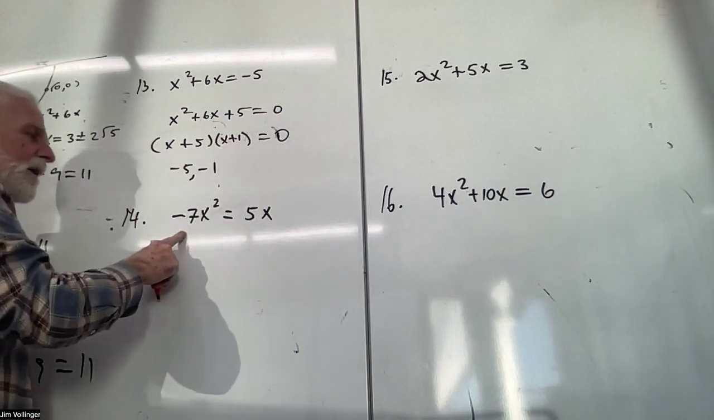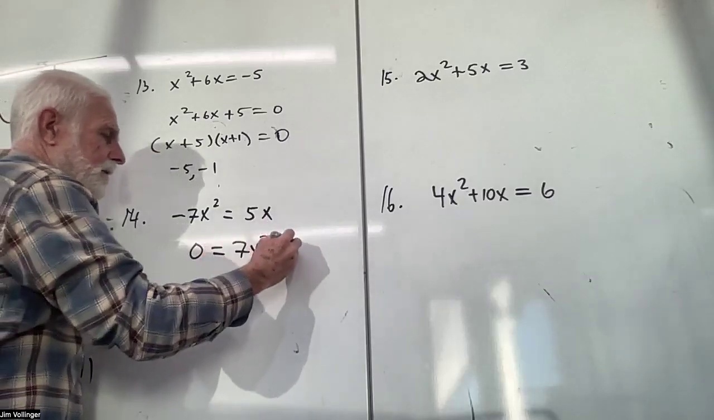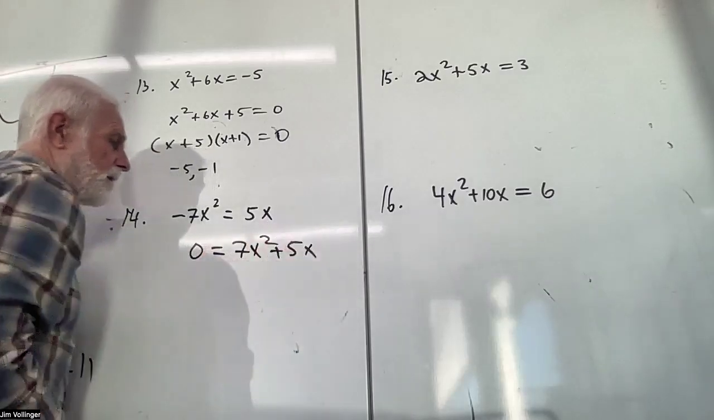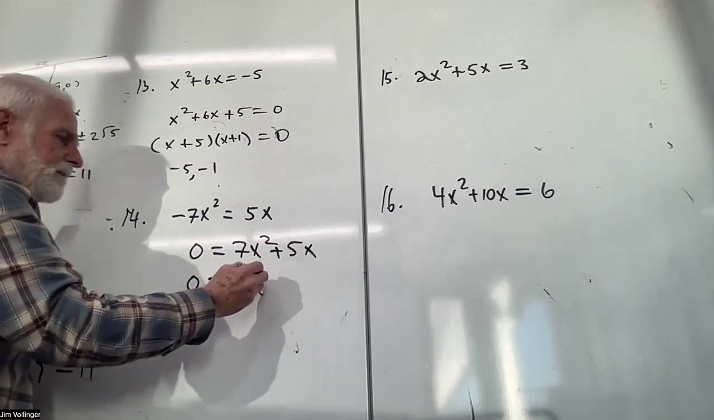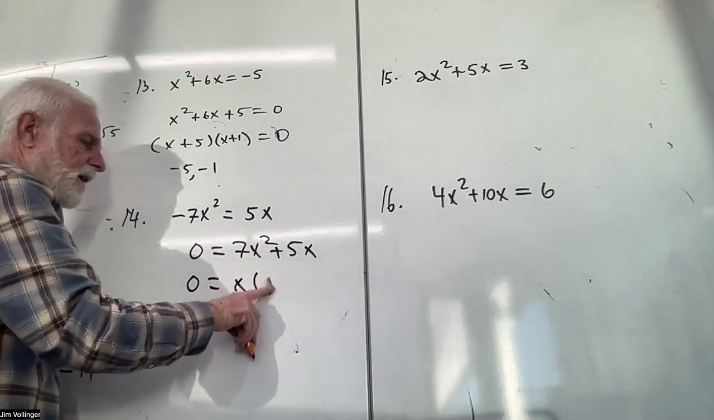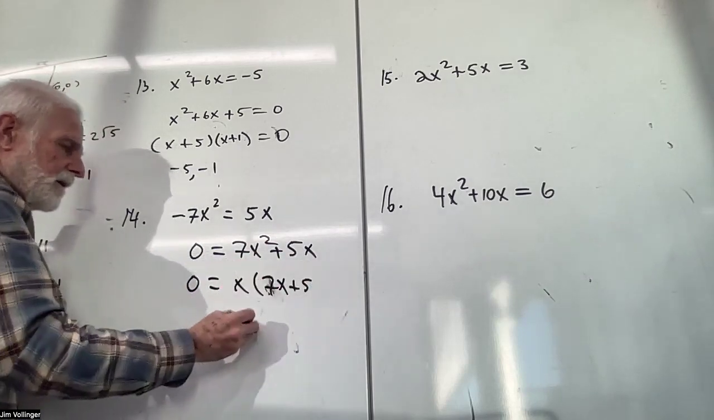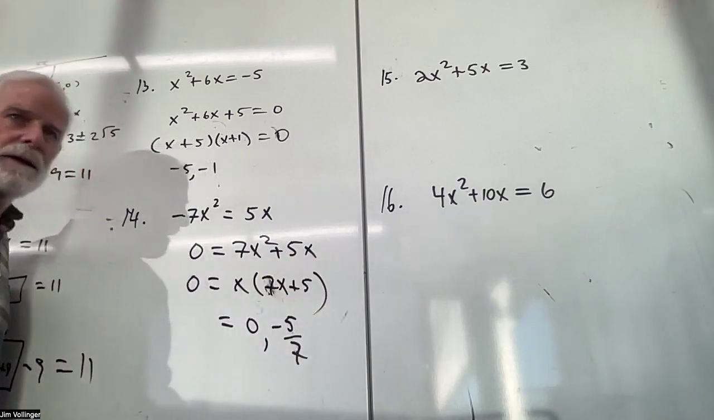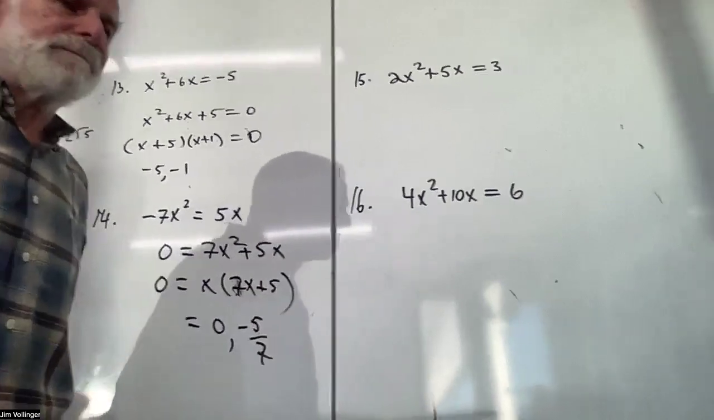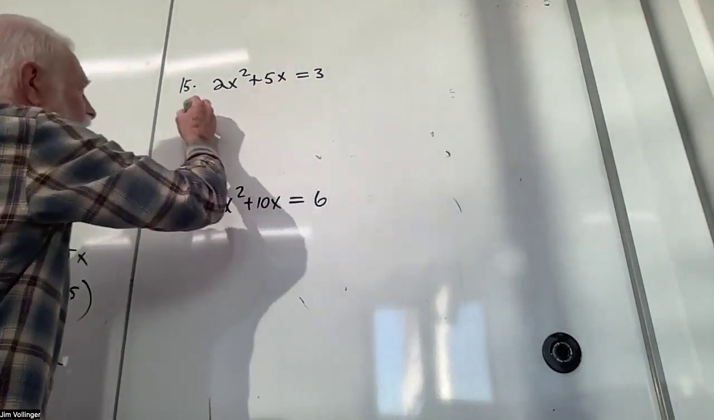I don't like dividing by negatives, so I'll make that 0, move this to the other side, plus 5x. Based on what we did before, I'll take out what's common, x times 7x plus 5. My two answers are 0 and negative 5/7. All right, now we're going to turn, nope, not yet. All right, so just flying through these, I'll move the 3 to the other side.